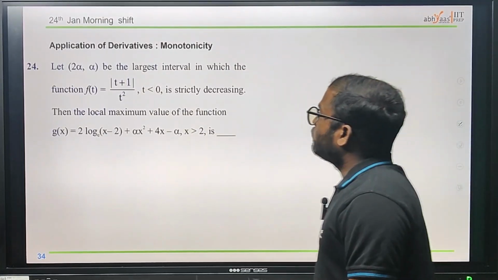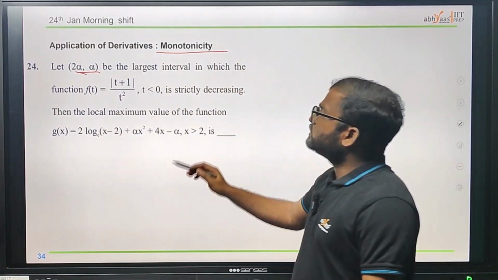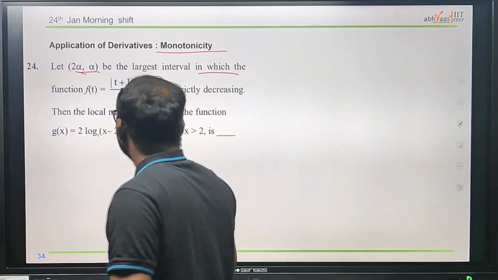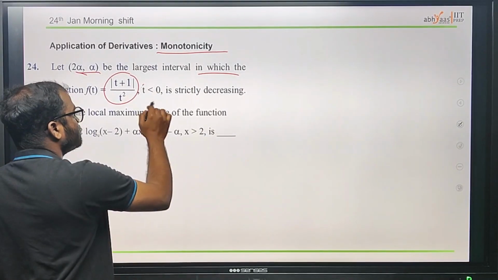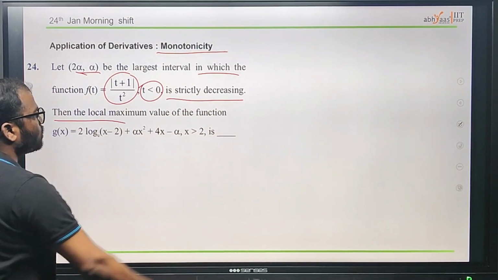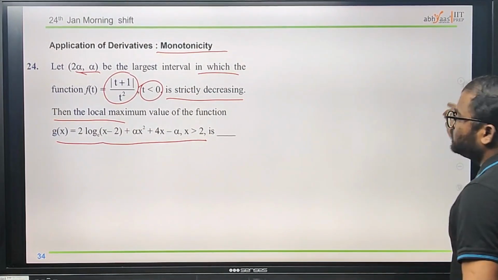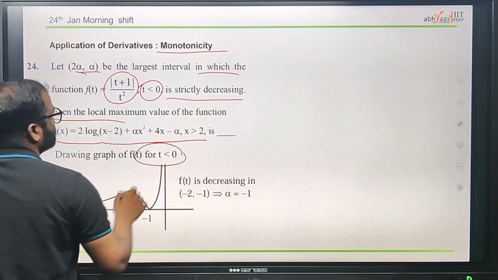Now application of derivatives, which is monotonicity, which is 2 alpha comma alpha. They given let it be the largest interval in which the function f of t is equal to mod t plus 1 by t square, where t is less than 0, is strictly decreasing. And then what is the local maximum value of the function? Just see here, just drawing the graph of f of t, for t less than 0.